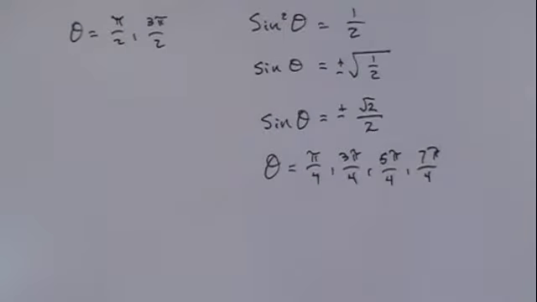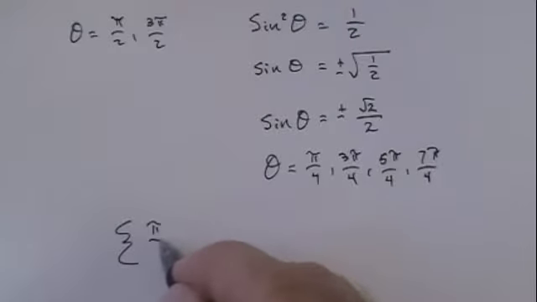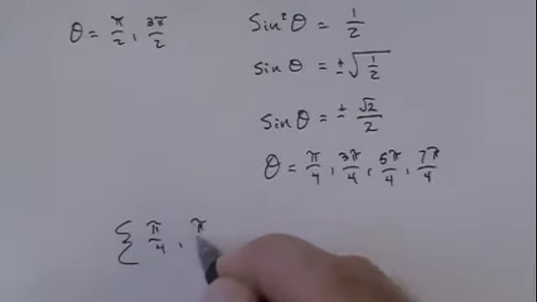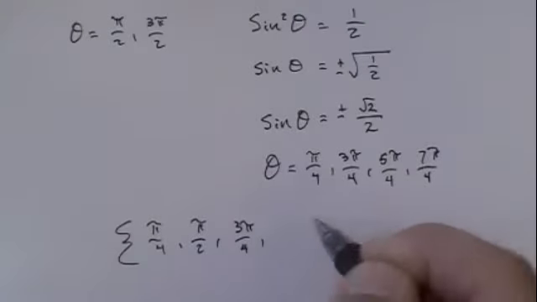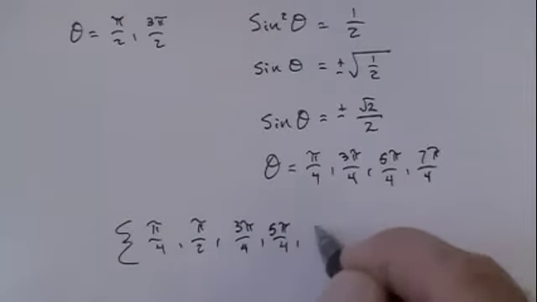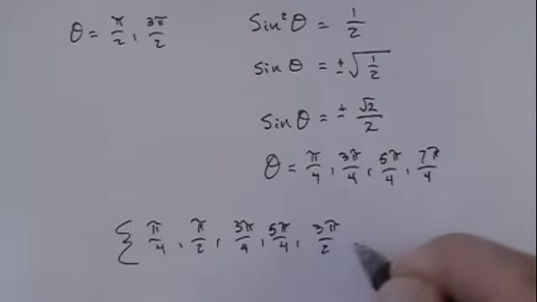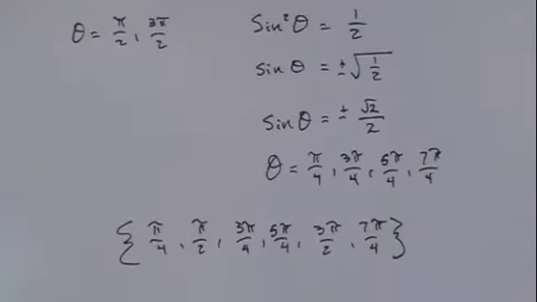So for this problem, our solution set would include pi over 4, pi over 2, 3 pi over 4, 5 pi over 4, 3 pi over 2, and 7 pi over 4 for all the possible angles that would make that true.